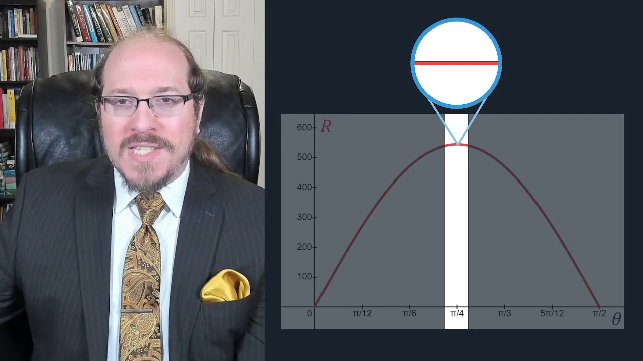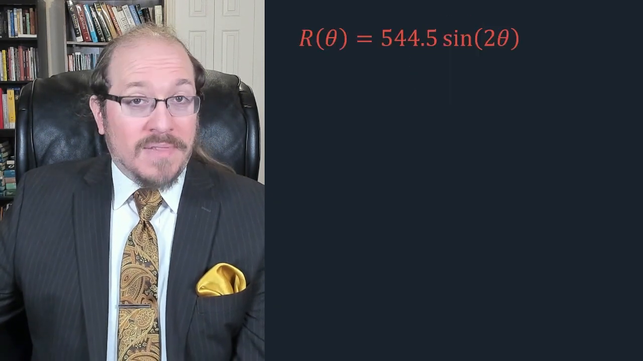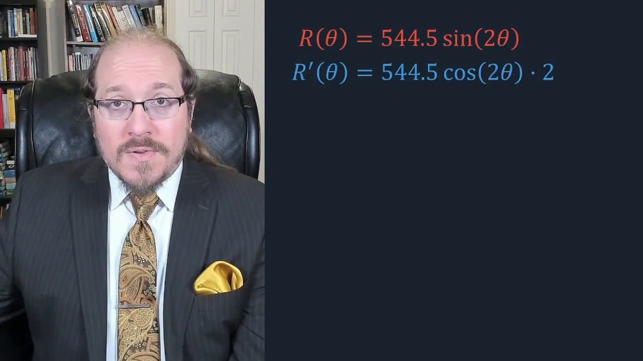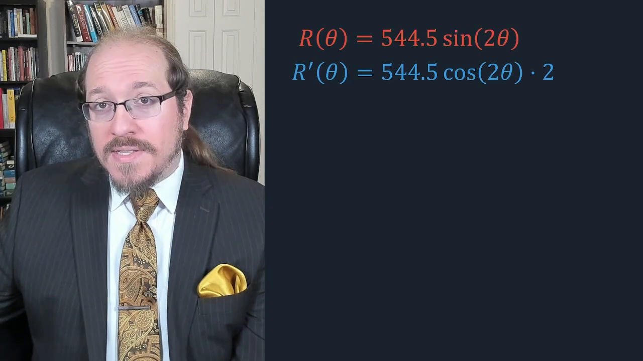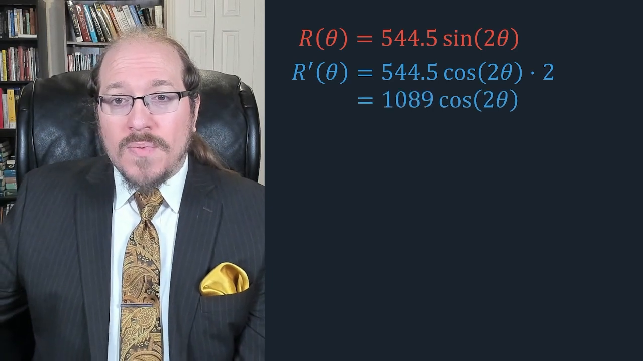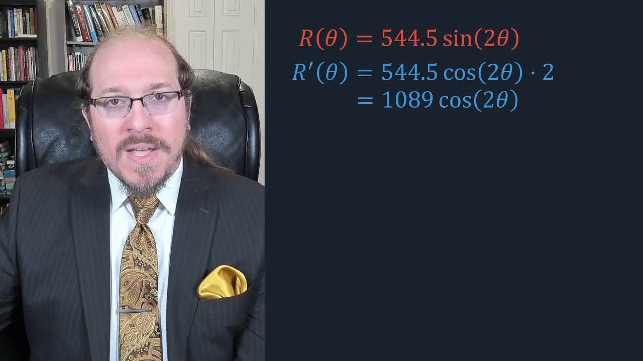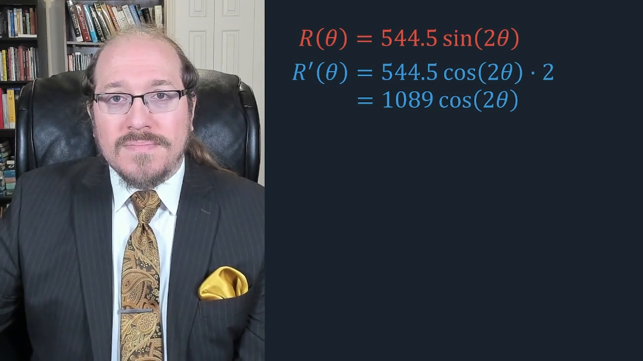So if we could figure out where the derivative is 0, we could know where and what that maximum is. Okay, let's differentiate r of theta. The derivative of sine is cosine, and the chain rule gives us an extra factor of 2, so we end up with r prime of theta equals 1089 times the cosine of 2 theta.